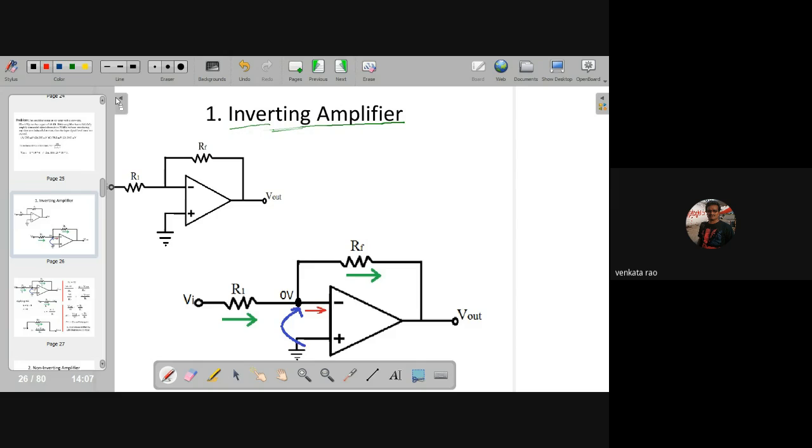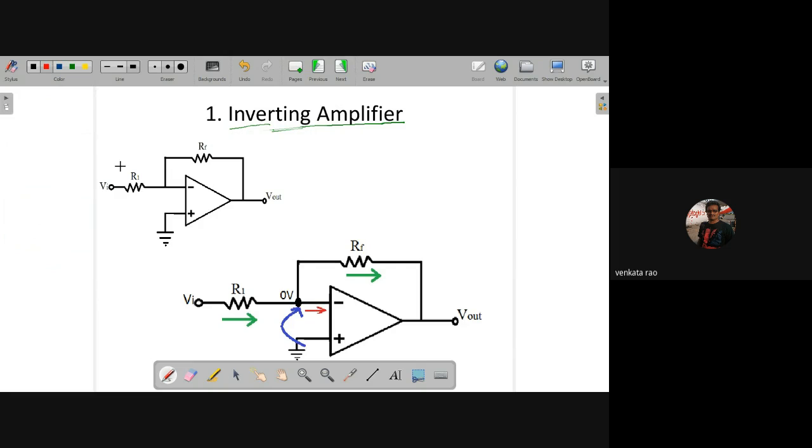See, if you observe this diagram, this is the basic OPAMP. Here, this is the inverting terminal, we know that, and this is the non-inverting terminal. So applying the input at the inverting terminal, that's why we call it an inverting amplifier, and output. So there is a concept called the virtual ground concept. We are applying that virtual ground concept from this.